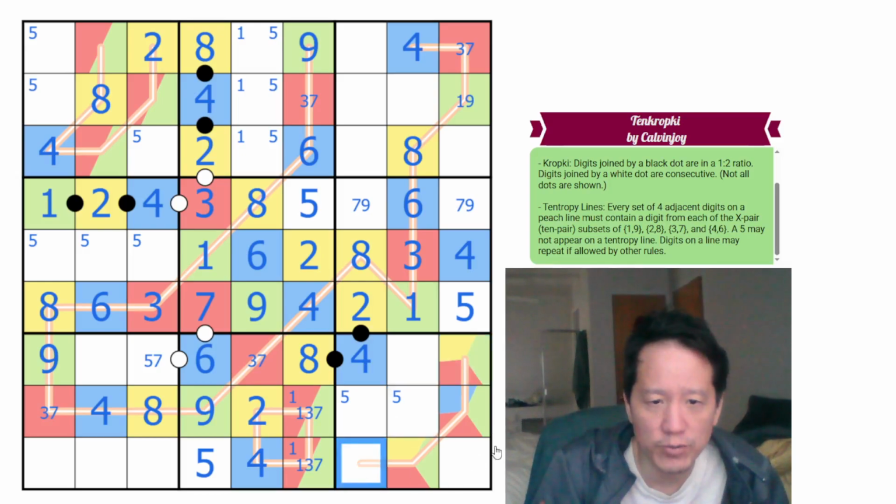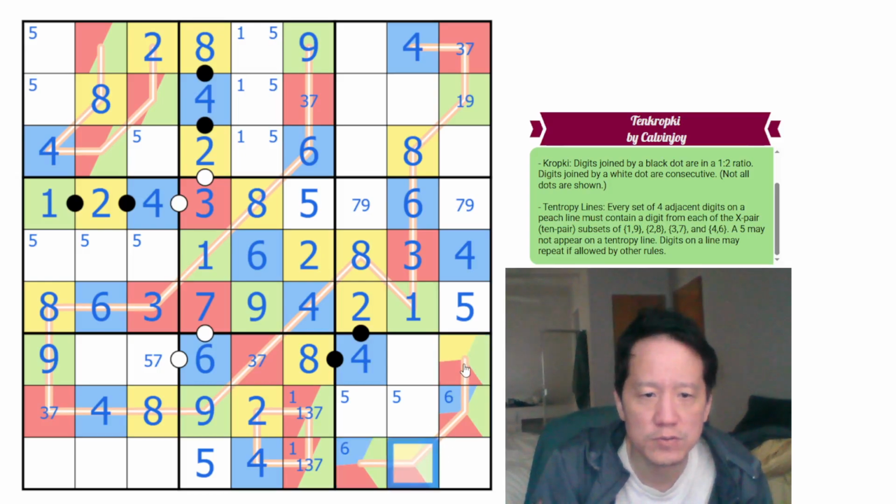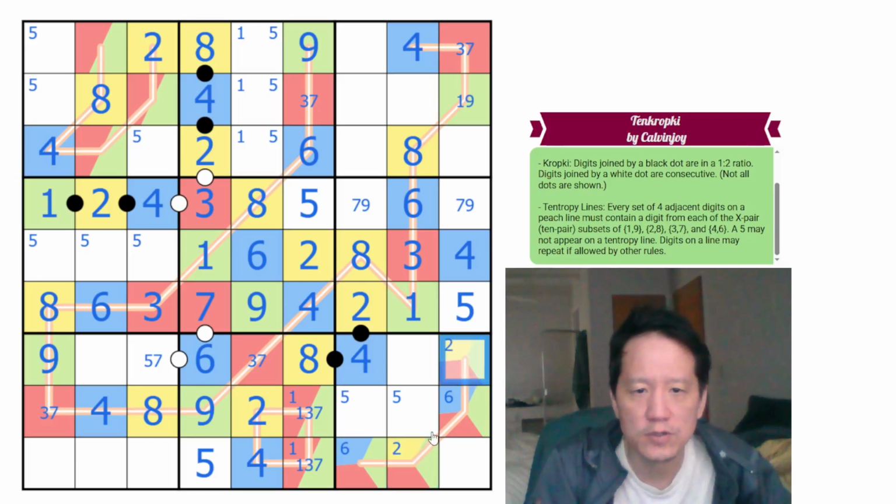This could be blue. Cannot be yellow. So this is green, red, or blue. Oh, that's interesting. Blue's one of these two. Yellow's one of these two. So the 6 has to be one of these. The yellow could be either. This could be... Oh, it has to be 2. So this is 2 or this is 2, right?